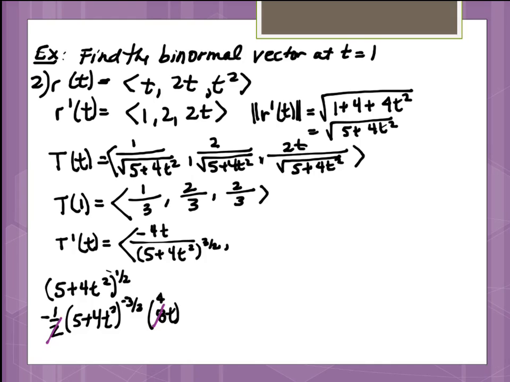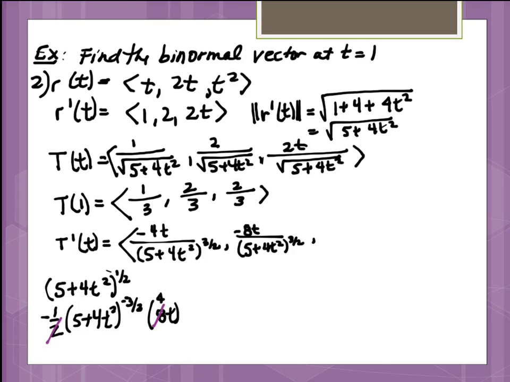And your second thing is exactly the same, it's just going to be double this, so it's going to be -8t over 5 plus 4t squared to the 3/2.